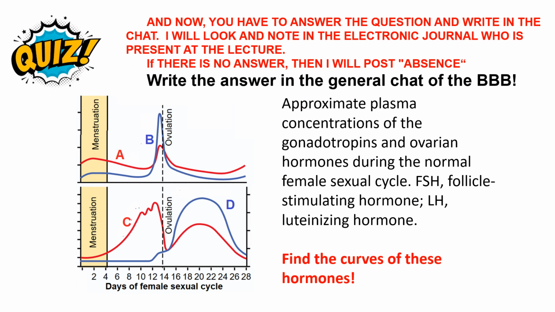Approximate plasma concentrations of the gonadotropins and ovarian hormones during the normal female sexual cycle. FSH, follicle-stimulating hormone, LH, luteinizing hormone. Find the curves of these hormones.